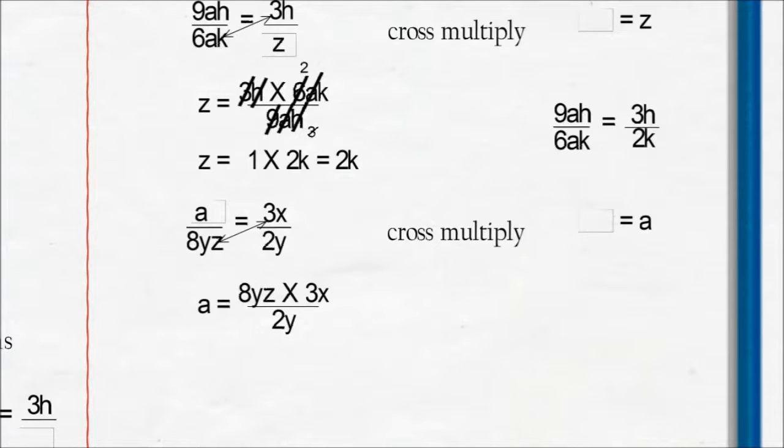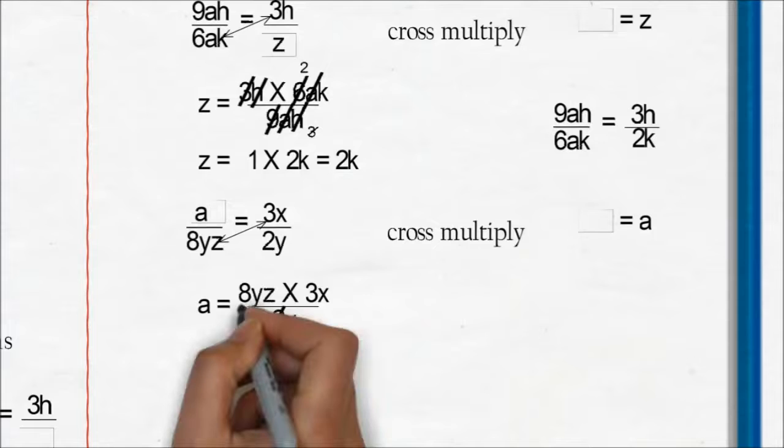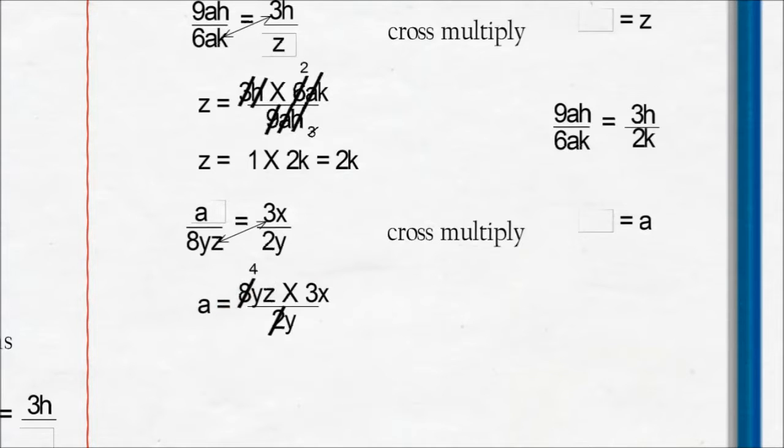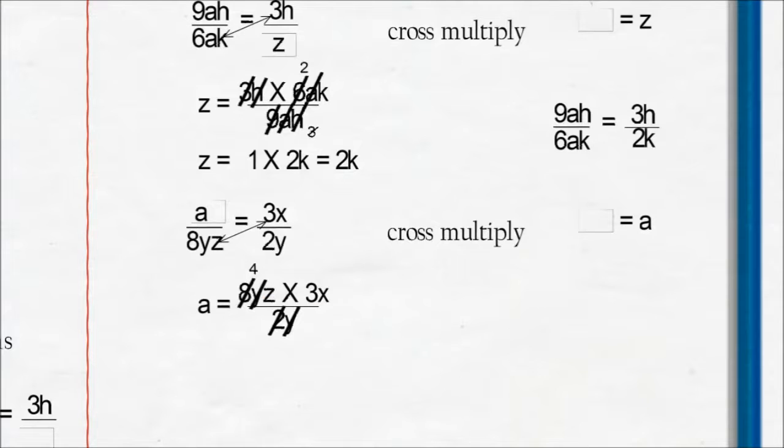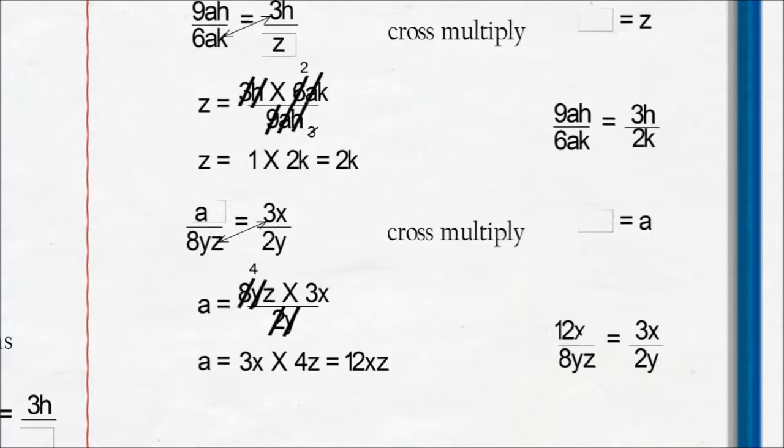So 2 will divide 2, we have 1. 2 will divide 8, we have 4. Y will divide y, we have 1. Y divides y at the numerator, we have 1. So we're left with 3x multiplied by 4z. Therefore, a is equal to 12xz. So our equivalent fraction in this case is 12xz over 8yz equal to 3x over 2y.